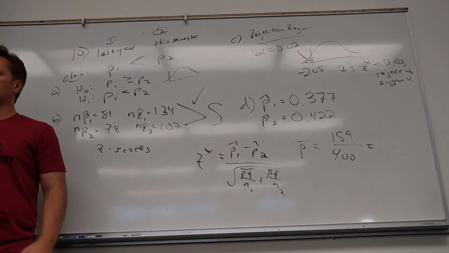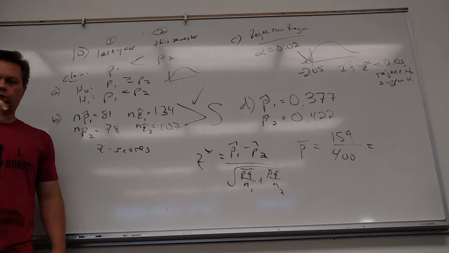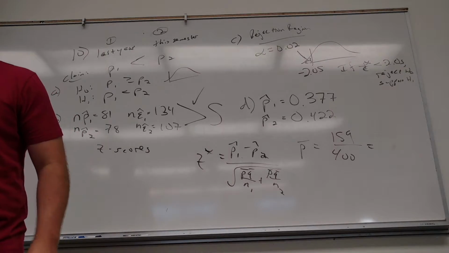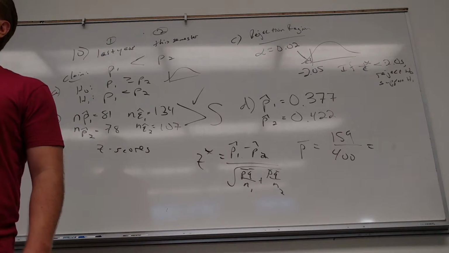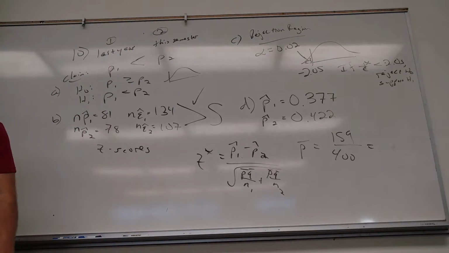Yes, sir. P hat 1 and P hat 2. Where'd you get that from? From the information they gave. So they said last year, 81 out of 215 students. That's the percentage. Yeah, you make it a percentage when you take that ratio. Okay. I like it.